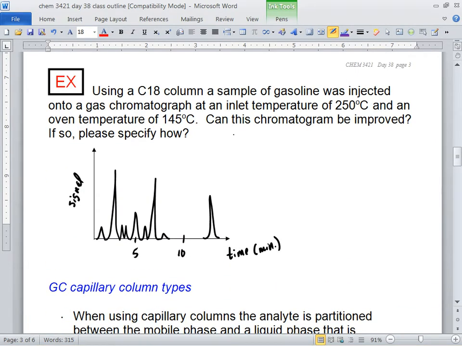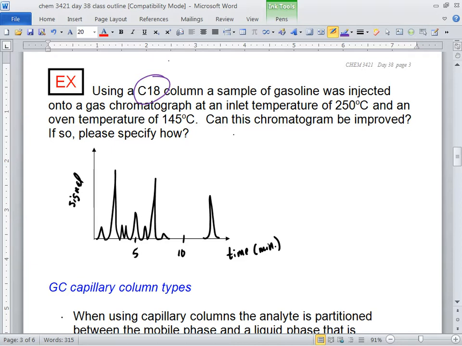Using a C18 column. We'll talk about what this means later, but it's just describing what the stationary phase is. Very organic-like, very fatty-like. But they're trying to say that gasoline was injected onto a gas chromatograph, inlet temperature of 250, oven temperature of 145. So they did all these things.